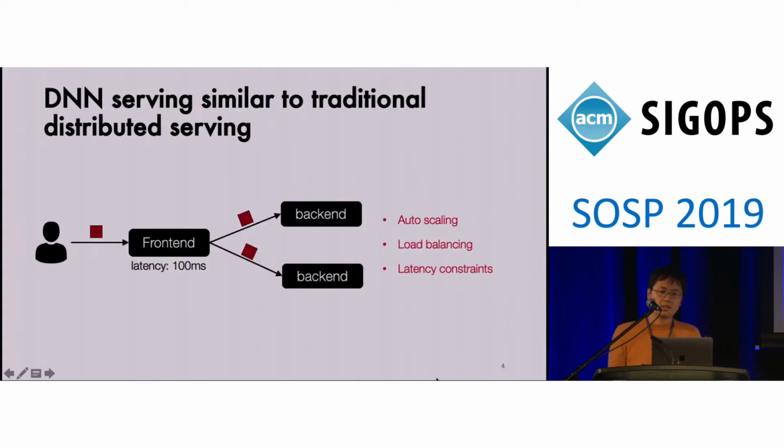So what does DNN serving system architecture look like today? In fact, it is not much different from traditional distributed serving systems such as web serving. They both instantiate front-end and back-end servers for an application. They both do auto-scaling and load balancing for scalability. And the application has certain latency constraints, the latency SLO.